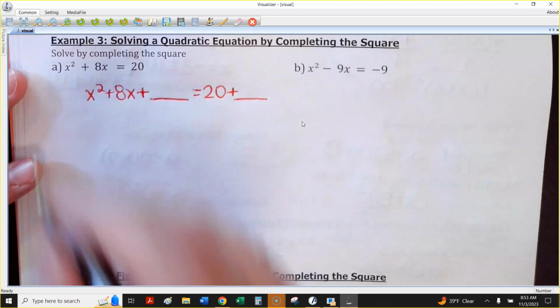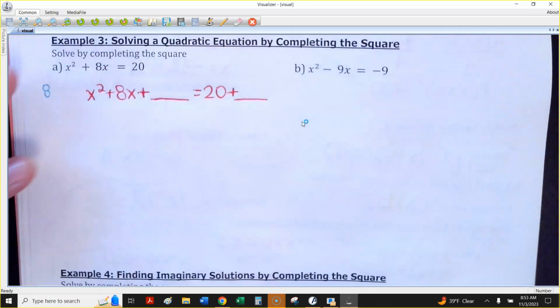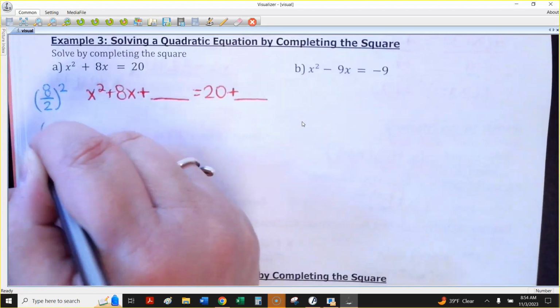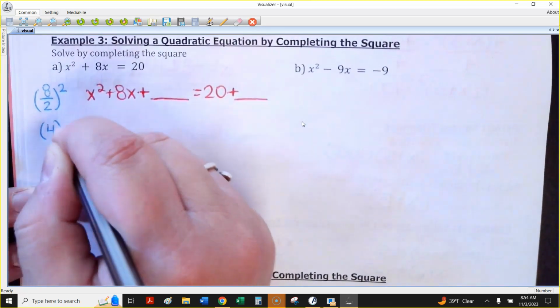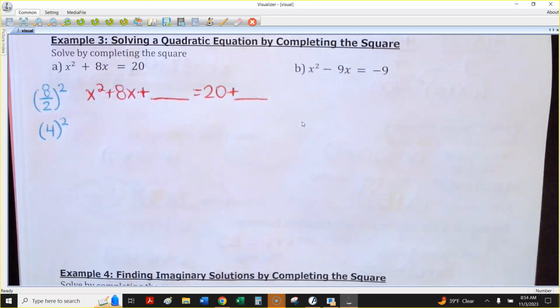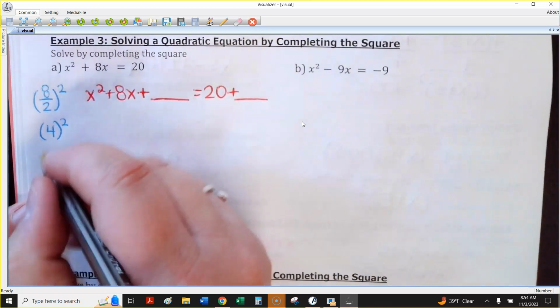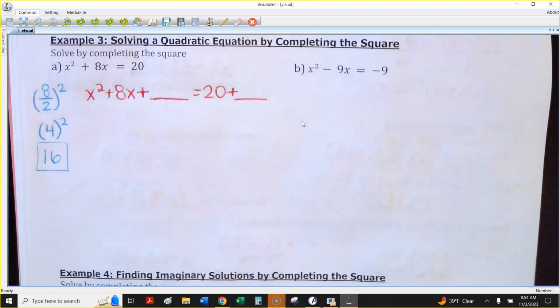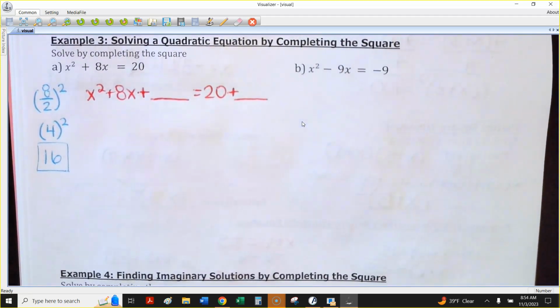You're going to take your b value. For this question, it's 8. I'm going to divide that by 2 and square it. Now, 8 divided by 2 actually just ends up being 4. So whatever you square, I'm going to square 4 here. That's going to be my factor. But what I actually want to add to both sides is what I get when I square that. So that's going to be 16.